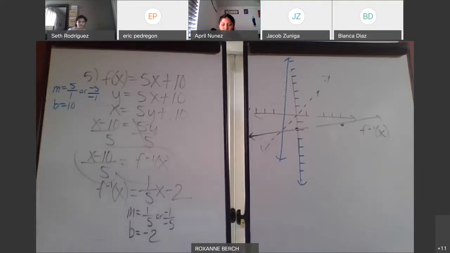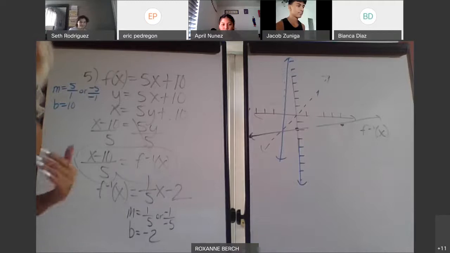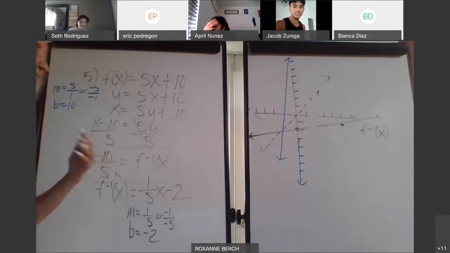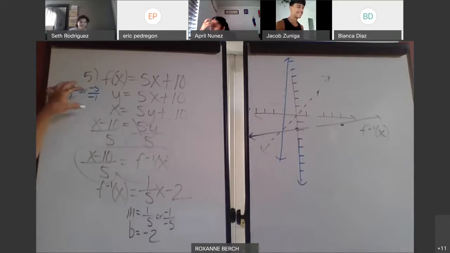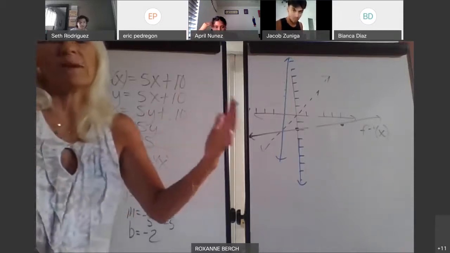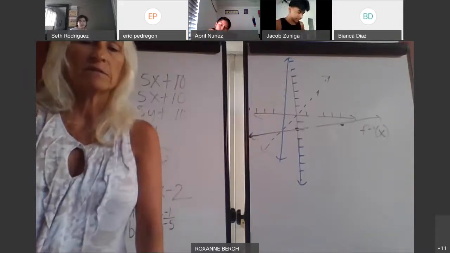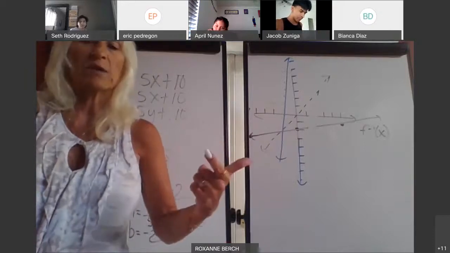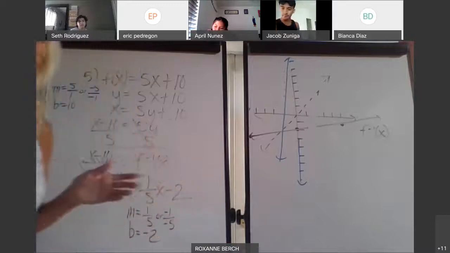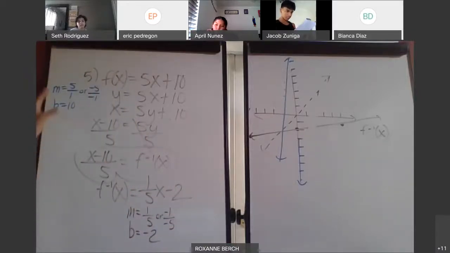Now, to be honest with you, what students get confused about when I teach Algebra 2 is the stuff from Algebra 1. My students will be able to say, I know how to find an inverse: change f of x to y, switch x and y, solve for y, write the inverse. But what they can't do is graph a linear function. So if you guys have questions, make sure you ask me.